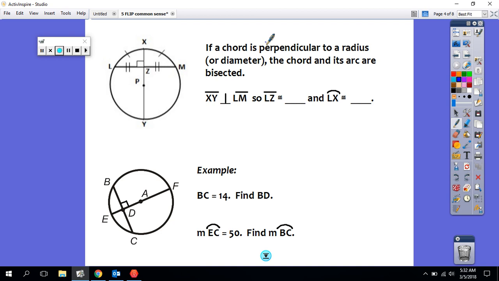Alright, the next one says if a chord is perpendicular to the radius or a diameter, the chord and its arc are bisected. Remember, bisected means cut in half. So if I know that segment XY, the diameter of the circle, is perpendicular to chord LM, then the chord is cut into two congruent pieces. So notice that LZ is marked as congruent to ZM, and arc LX is marked as congruent to arc XM. So LZ is congruent to segment ZM, and arc LX is going to be congruent to arc XM.